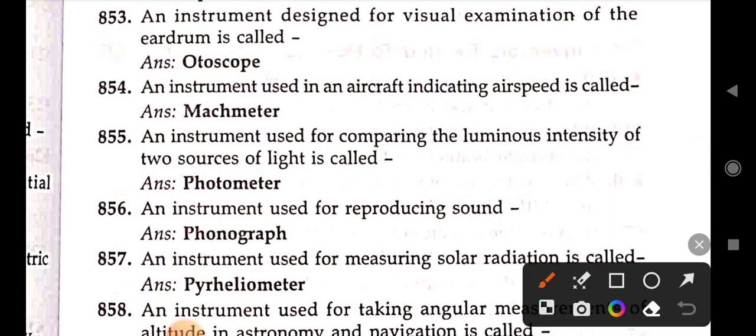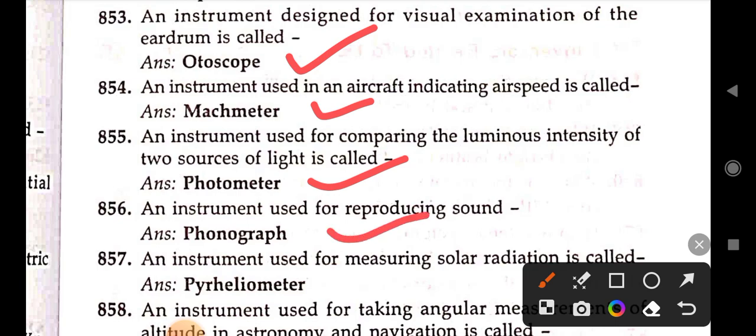An instrument designed for visual examination of the eardrums is called an otoscope. An instrument used in aircraft indicating airspeed is called a Mach meter. An instrument used for comparing the luminous intensity of two sources of light is called a photometer. An instrument used for reproducing sound is a phonograph.